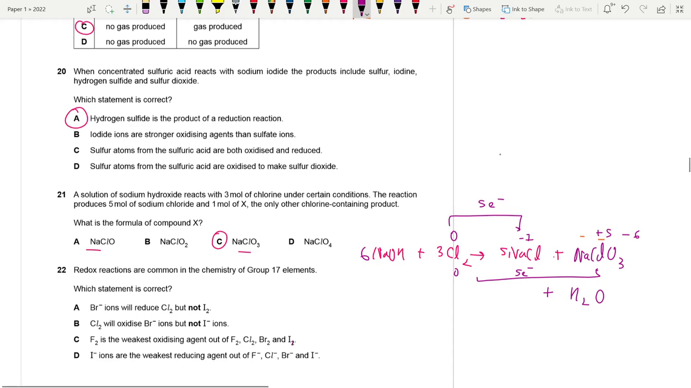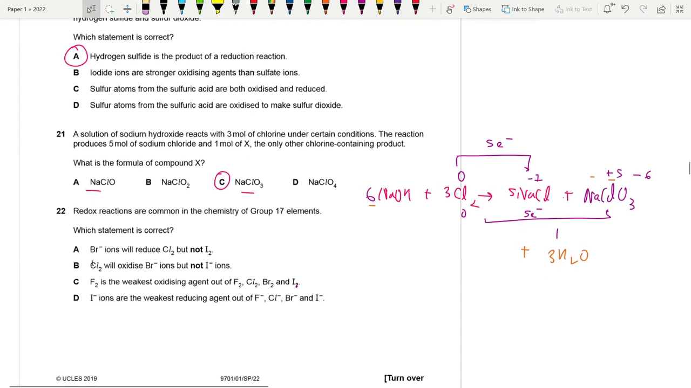Wait, no, we don't need water. My bad. Wait, let me check. A solution of sodium hydroxide reacts with 3 moles of chlorine. The reaction produces 5 moles of sodium chloride and 1 mole of X, the only other chlorine containing compound. But we need to deal with this hydrogen, right? Check this out. In total, we have water here. We have 3 atoms of oxygen on the right hand side, but we need 6 in total. So we need a 3 over here. Now this matches, okay? Sorry about that.